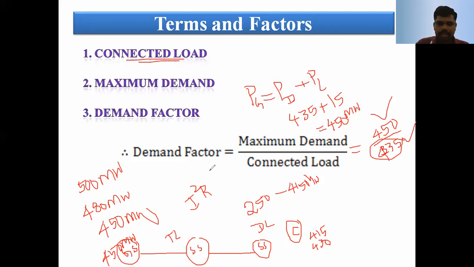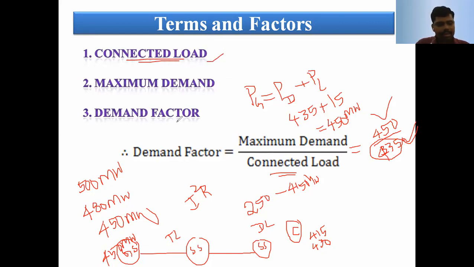The demand factor is defined as the ratio of maximum demand on the power station to the connected load. Maximum demand on the power station means on the particular power plant, we need to take the peak load, including the transmission as well as distribution line losses. Connected load means how much the consumers have taken as connected load. But the consumers never utilize all the appliances at a time. If all the switches are on and all the appliances are utilized at a time, that is equal to the connected load.